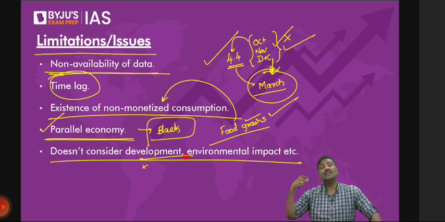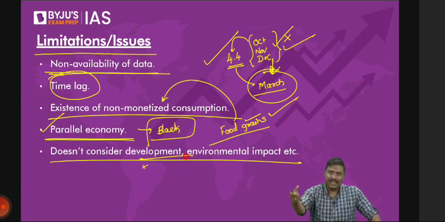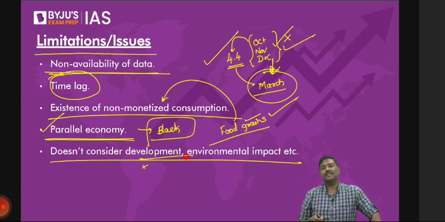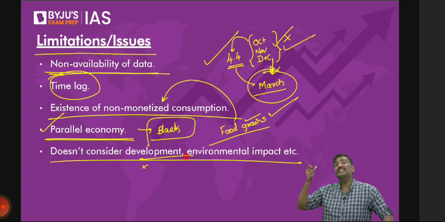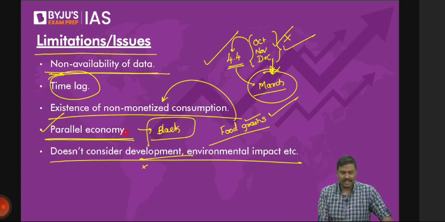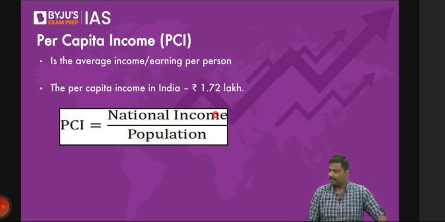For example, they will give you goods again. They will give you certain food grains, which means whatever services you have provided, price is not given, money is not given. Hence, this is basically non-monetized consumption and cannot be counted as a part of GDP. Okay. Next concept, per capita income.